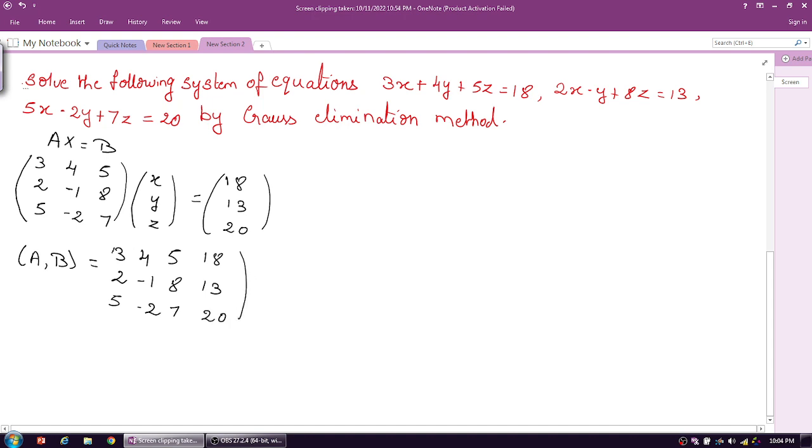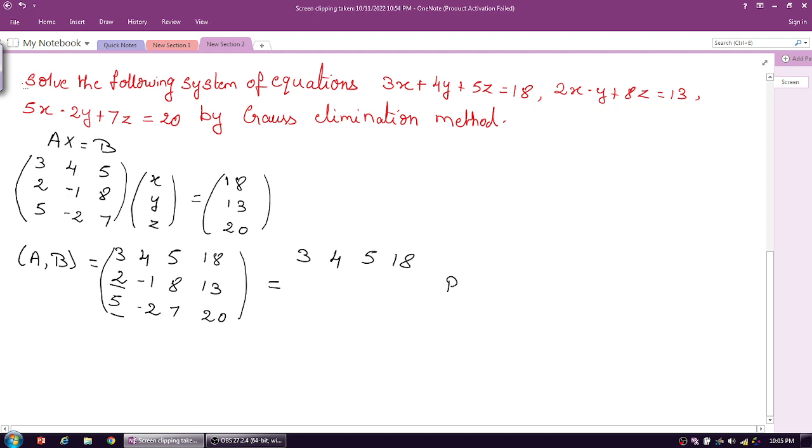Okay, so now we are going to do row calculations, like row echelon form, as we did in the previous sessions. So we are going to do this by row echelon form only. First we are going to cancel the first elements in equation 2 and equation 3, that is the second and third lines. So write the first line terms as it is: 3, 4, 5, 18.